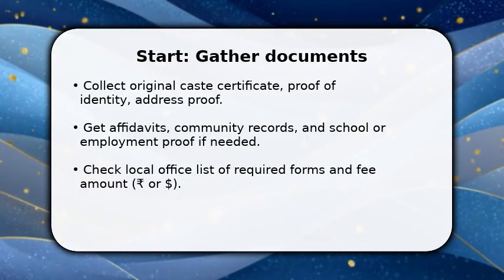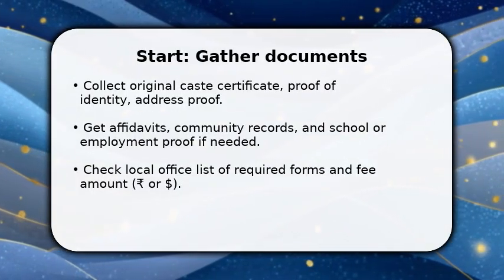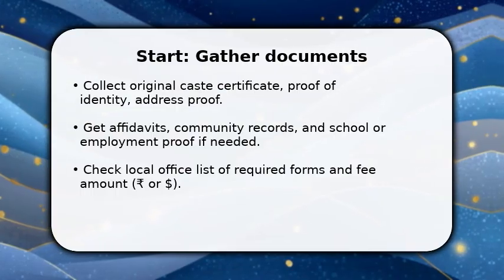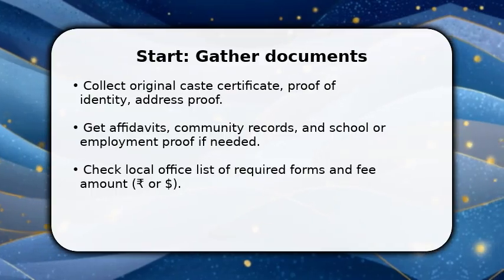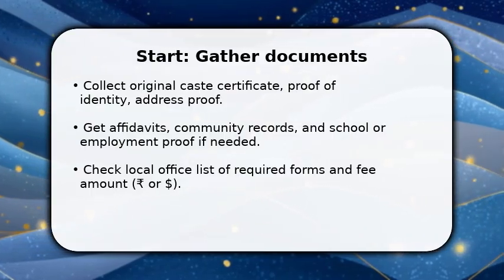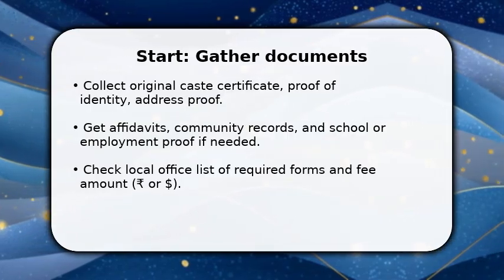You begin by gathering required originals and copies: Caste Certificate, ID, and address proof. Once assembled, fill the specific application form and draft an affidavit explaining the change. Make sure to obtain community or school records that support the claim. They explain why the update is valid.